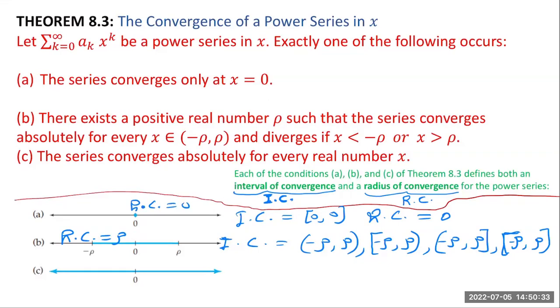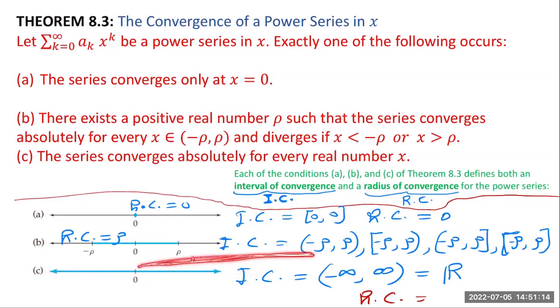All right, we are down to the last case. The series converges absolutely for every real number x. That means if you take any real number, your series converges. In that case, the interval of convergence is minus infinity to plus infinity, or you could say simply R, the set of all real numbers. What is the radius of convergence in this case? It is half of the interval of convergence, and because this extends indefinitely, this length is infinity. So the radius of convergence is infinity.